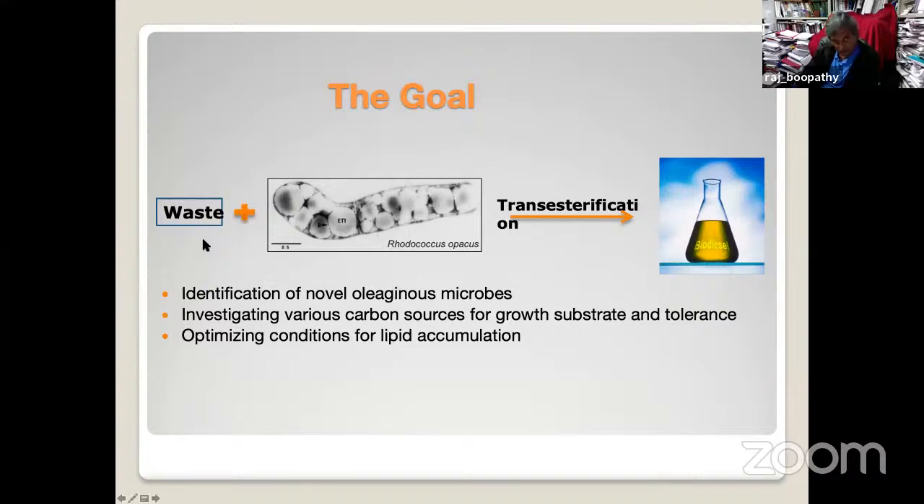So the goal is to take waste, in this case the lignin processed after your ethanol production, where the lignin phenol is still there. We use this as a carbon source, grow Rhodococcus, and allow the bacteria to make oil, transesterify, make biodiesel, right? So that's the goal of this project.